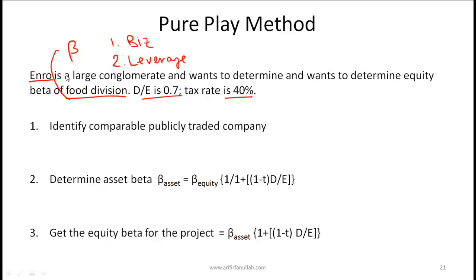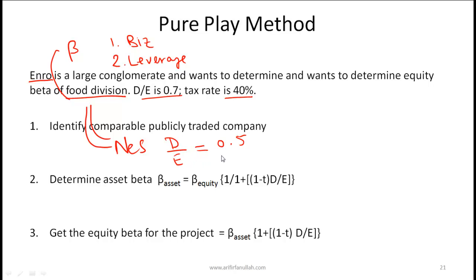Now with the Pureplay method, given this scenario, the first thing that we do is identify a comparable publicly traded company. So let's say that we find this company called Ness, which is publicly traded, and this is purely a food company. So this is very comparable with the food division of Enro. Simplistically, again, the nature of the business is the same. So from an operational riskiness perspective, these two entities are the same. But with Ness, we determine that the debt to equity ratio is relatively low. So let's say that the debt to equity ratio here is 0.5.